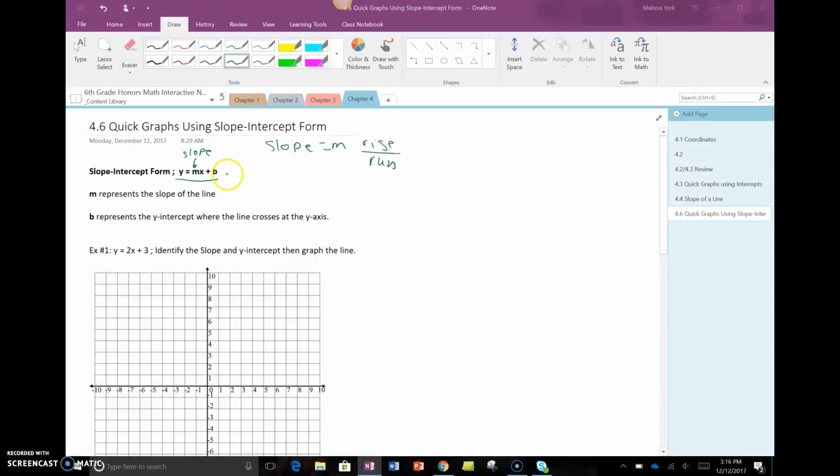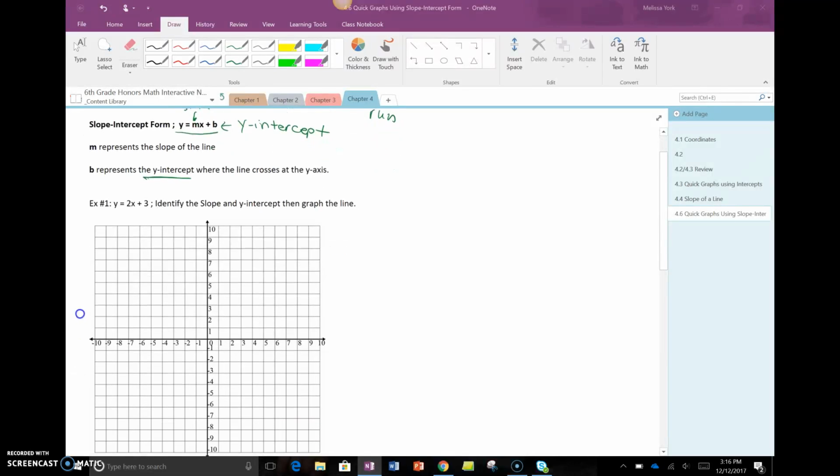And your b is representing what we call the y-intercept. So when we're working with slope-intercept form, it's in the form of y equals mx plus b, knowing that m is our slope and b is our y-intercept. That's going to help us when we're graphing points on the line. As it mentions here too, m represents the slope of the line, b represents the y-intercept, and the y-intercept means that's where the line crosses at the y-axis.